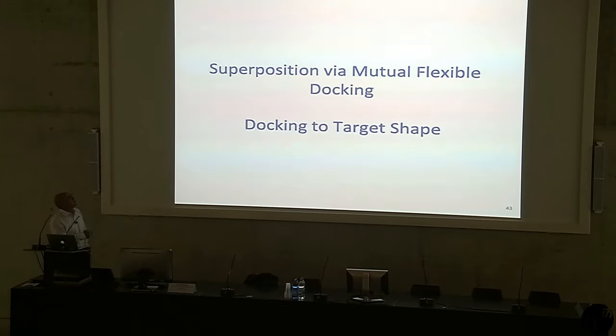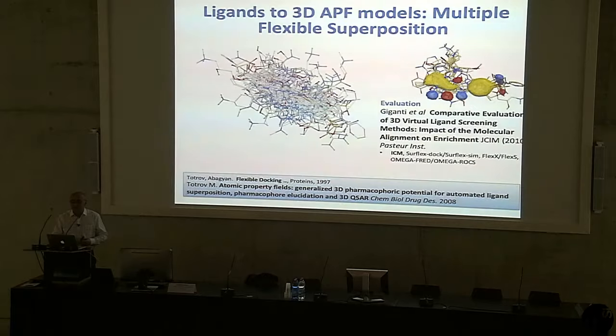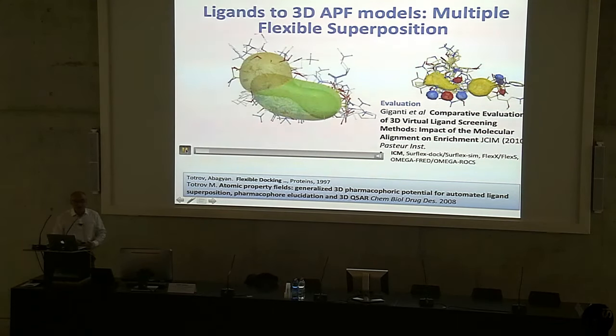So what can you do? You can try to superimpose your flexible ligands into one cloud, as if they dock to some place, but you don't know the place they dock. And you can use this target shape as a target, and you can dock to this shape. It's unusual because you're not docking to a pocket; you're docking to some shape, some representation. And here is the representation of how it happens.